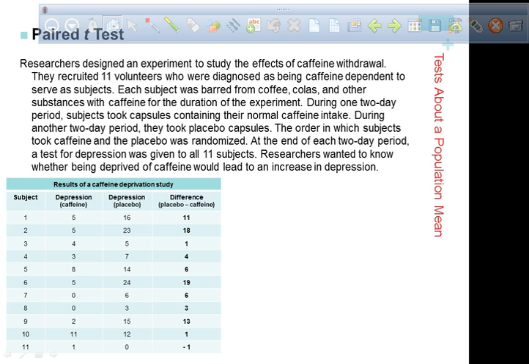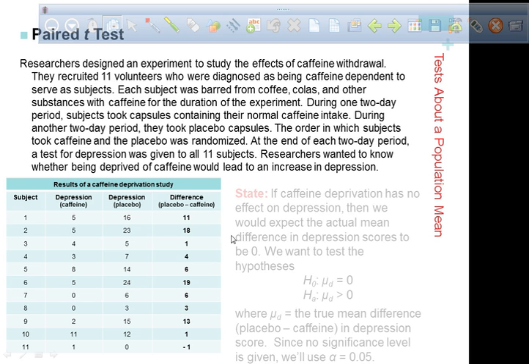At the end of each 2-day period, a test for depression was given to all 11 subjects. Researchers wanted to know whether being deprived of caffeine would lead to an increase in depression. So here are our subjects, and this is their depression number when they are on caffeine and when they were not on caffeine. And what they did is they just found the difference, the placebo minus the caffeine, right here. So this technically is all the data that we're actually going to be doing our calculations on.